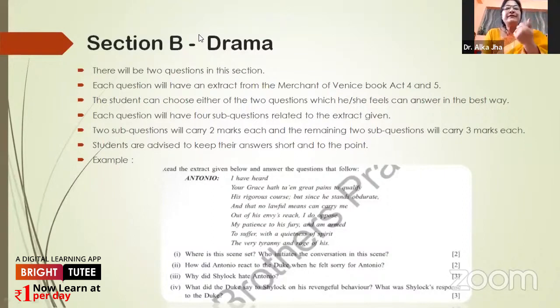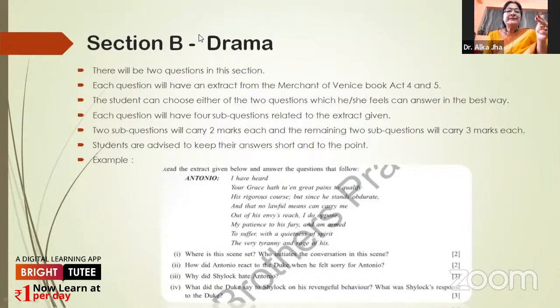Each question will have an extract from the Merchant of Venice. That is, in very conventional parlance, we call it a reference to context question. That's how it is traditionally referred to. So this is what they are going to have. They will have the context, the text from the book, and they are going to answer the way they have been answering. They've done it in class 9, they've done it in class 10, so they know it.